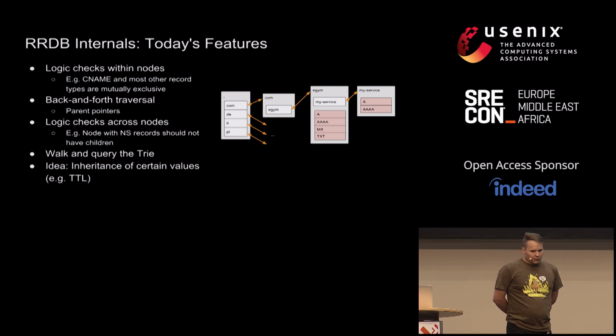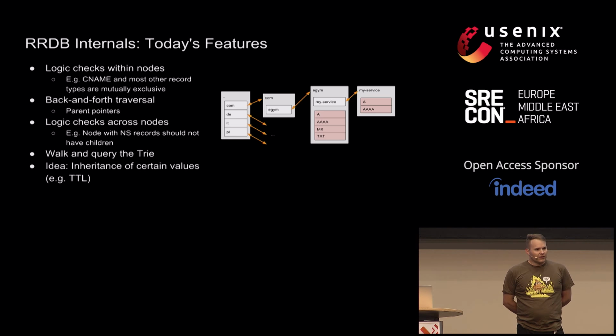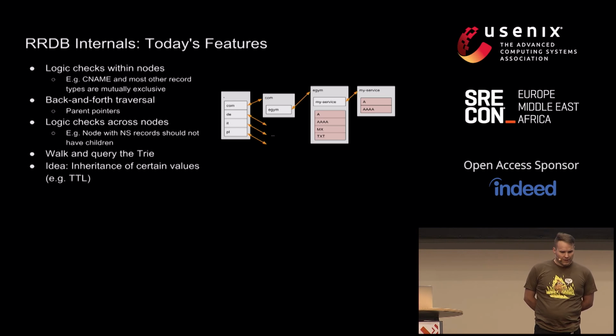What we do is we do some logic checks within the nodes. So if a node, for example, has a CNAME record attached, then it must not have an A record. That is a limitation of how DNS works. And we can validate this in memory even before a change goes to production.